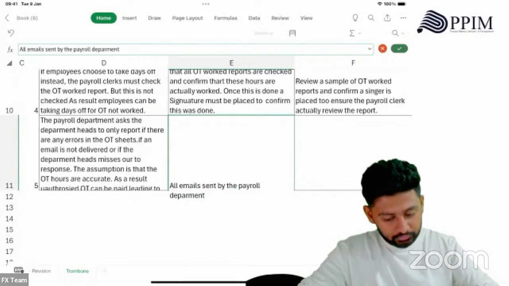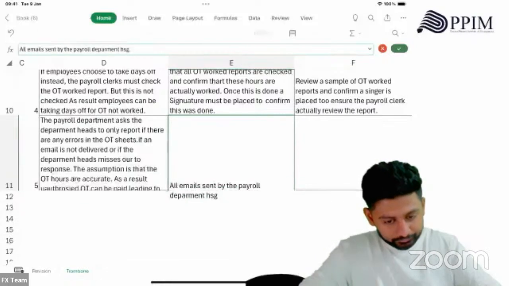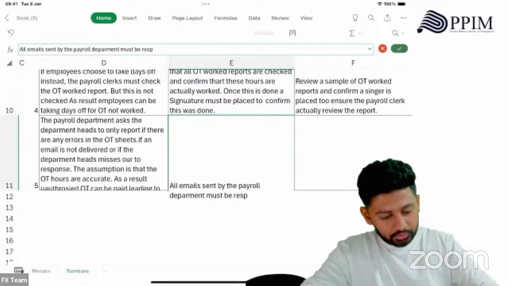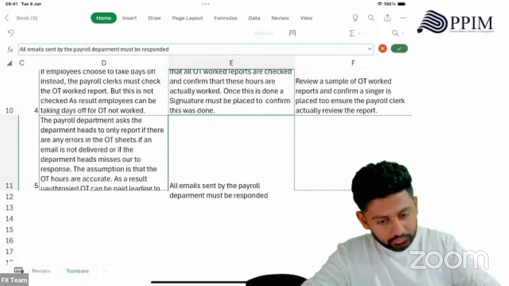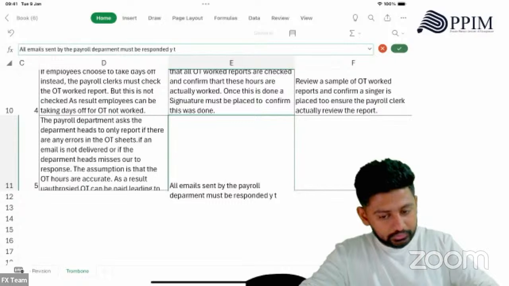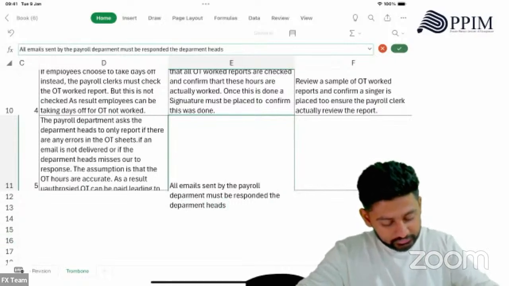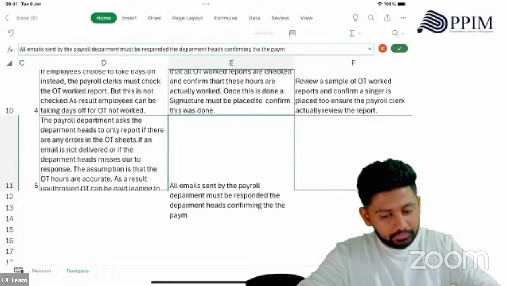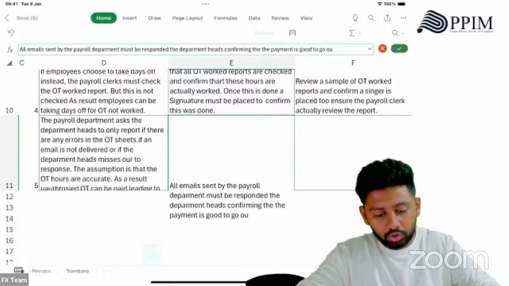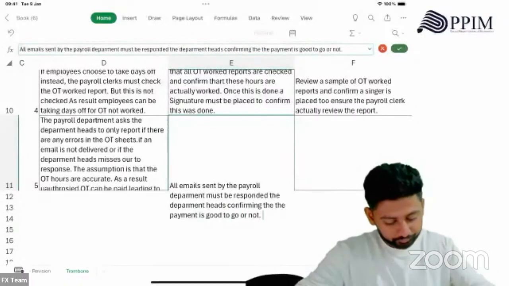All emails sent by the payroll department must be responded to by the department heads, confirming if the payment is good to go or not.